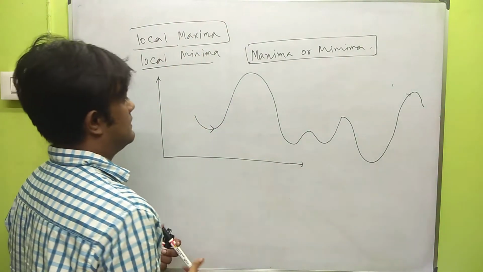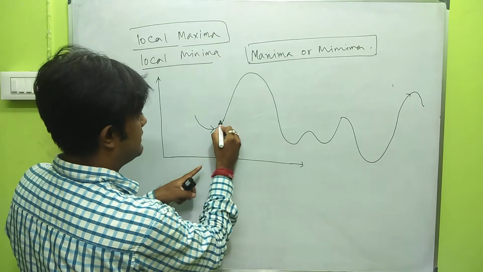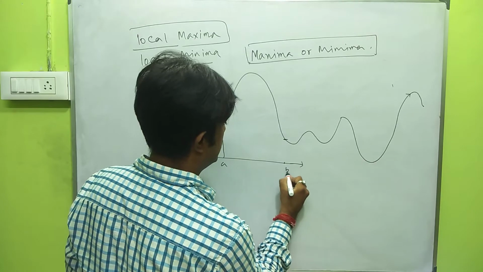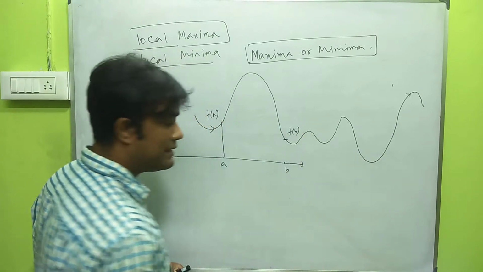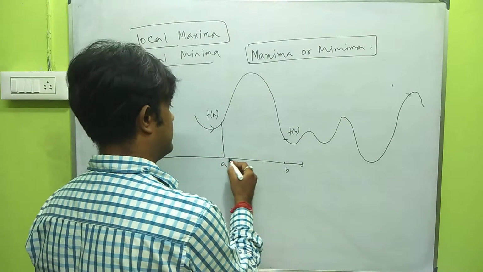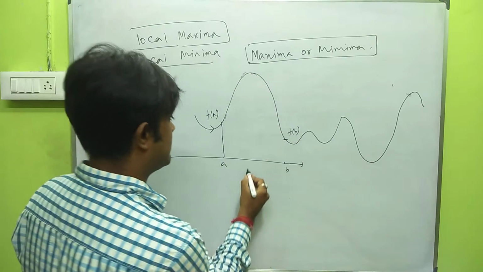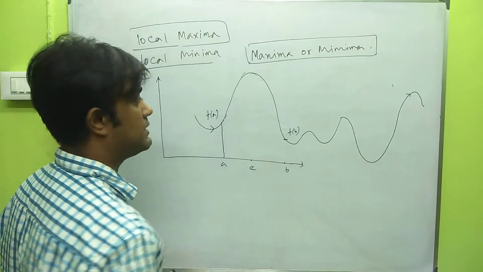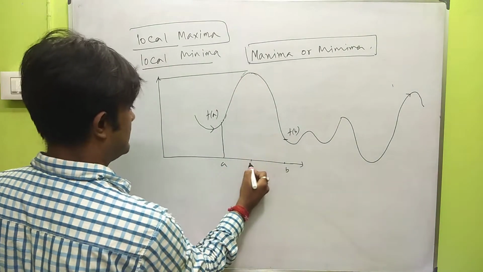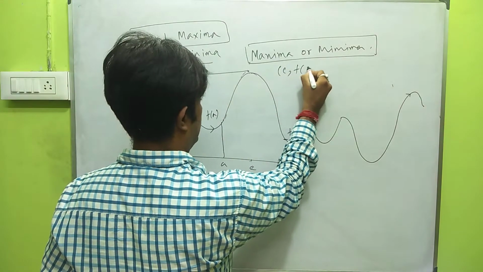That is, if we consider this portion, suppose this is A and this is f of A, and this is B, this is f of B. So in this domain AB, this curve first increases and then decreases. And at the turning point, that is some C, its value will be f of C. So this point will be C comma f of C.